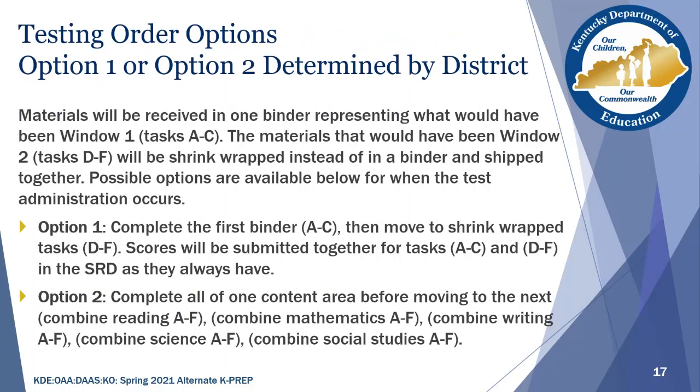All right, so again, our goal this year is to be flexible if possible. We want to allow districts to decide how they would like to administer the task. The option can be to administer all of what we consider window 1 task, A through C, first, before moving to task D through F, or some may decide to administer all tasks A through F before moving to the next content area. An example might be that all of reading tasks A through F are completed before moving to mathematics. The order of the binder must be maintained, but combining the same content areas, A through C and D through F, is allowed. You will receive specific guidance later in slides 23 through 29.